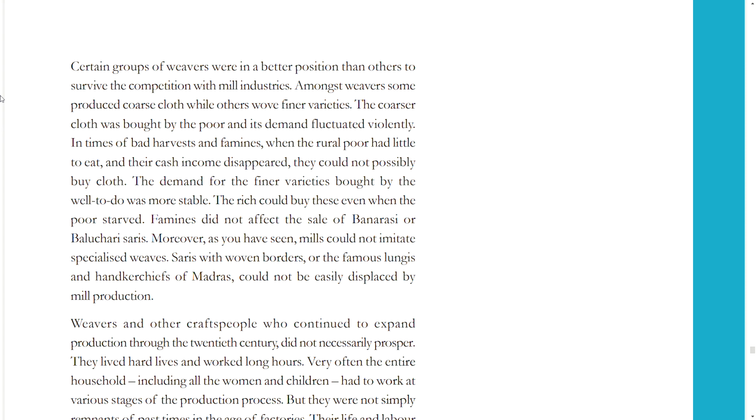The demand for the finer varieties bought by the well-to-do was more stable. The rich could buy this even when the poor stopped. Famines did not affect the sale of Banarasi or Baluchari saris. Moreover, as you have seen, mills could not imitate specialized weavers. Saris with woven borders or the famous lungis and handkerchiefs of Madras could not be easily displaced by mill production.